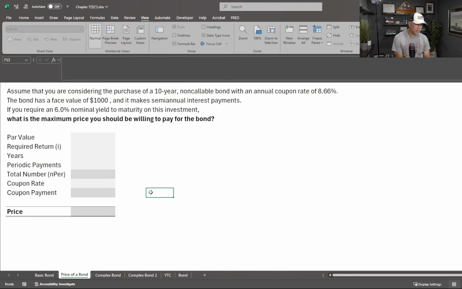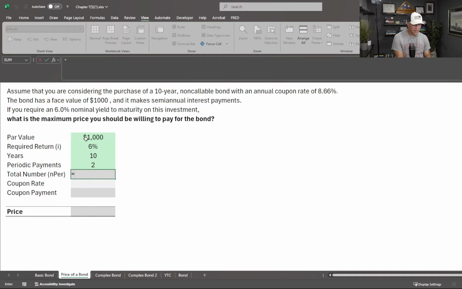Assume that you are considering purchasing a 10-year non-callable bond, and we'll do the callable ones in a second. With an annual coupon rate of 8.66, the bond has a face value of 1,000 and it makes semi-annual interest payments. If you require a 6% nominal yield to maturity, that's what I require as an investor. What is the maximum you're willing to pay for it? So let's plug some values in. First off is the par. The required return for investors is 6%. This is a 10-year bond with semi-annual interest payments twice a year. So we have to make sure we do twice a year there.